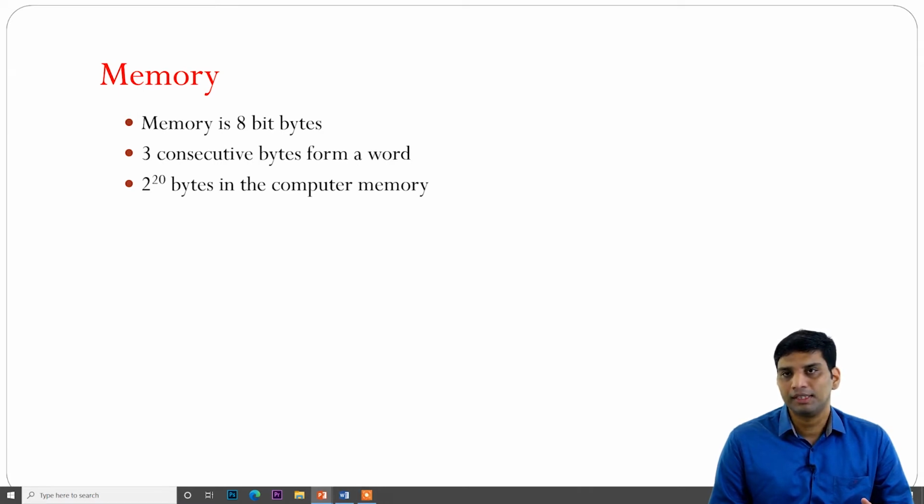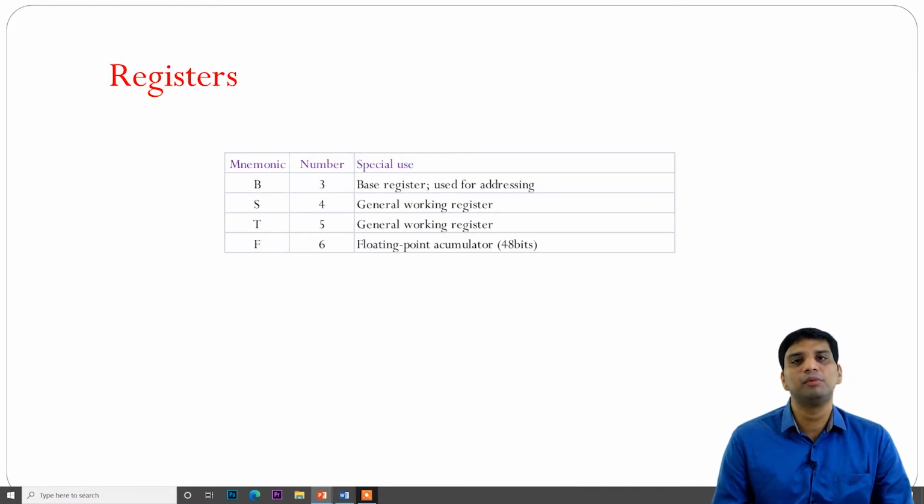What is memory? And here the memory is divided into 8-bit bytes. So 1 byte is equal to 8 bits. Then the same structure as in SIC, that is 3 consecutive bytes form a word. And here the total memory available is 2 power 20 bytes, which is equal to 1 megabyte of memory. Next, we'll see about registers.